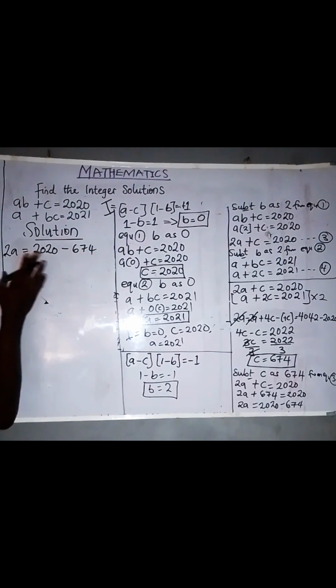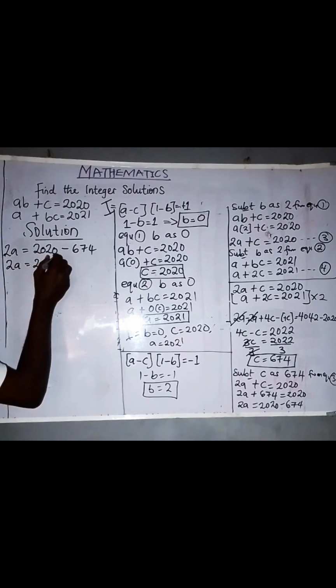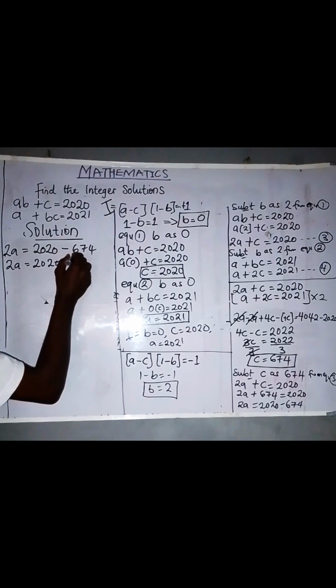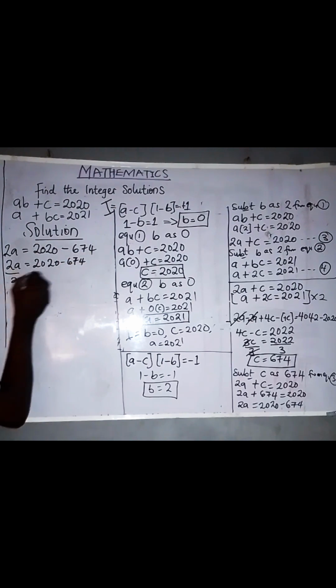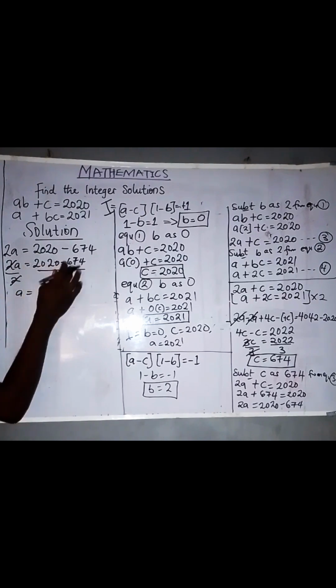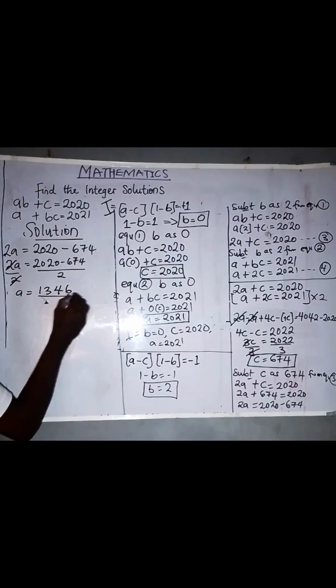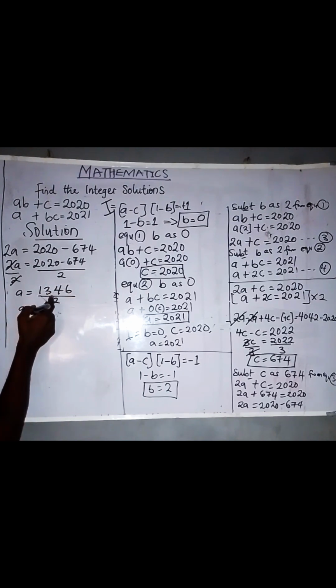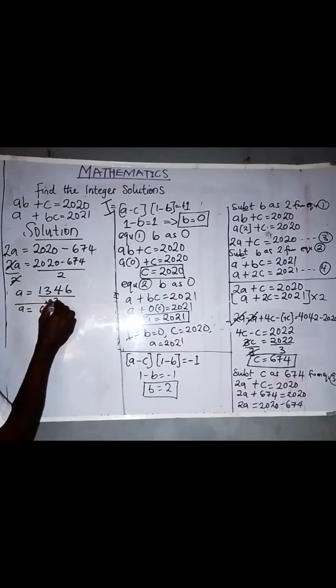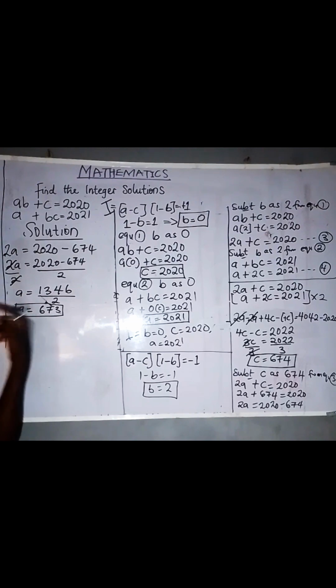So I'm looking for the value of A here. My 2A equal to 2020 minus 674. So what do I do here? Divide both sides by 2, so 2 cancels 2. My A now equals 2020 minus 674, which gives me 1,346, divided by 2. So A equals 1,346 divided by 2, which gives me 673. Good. So this is my value of A.